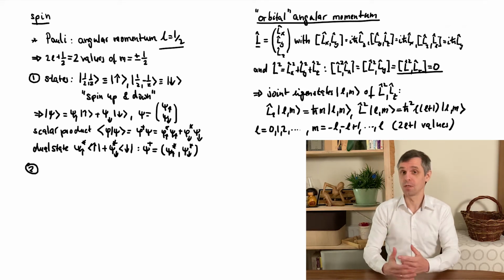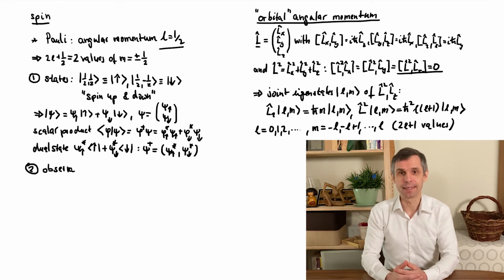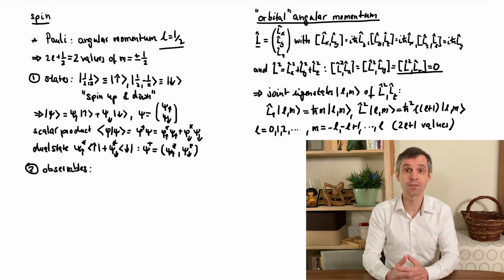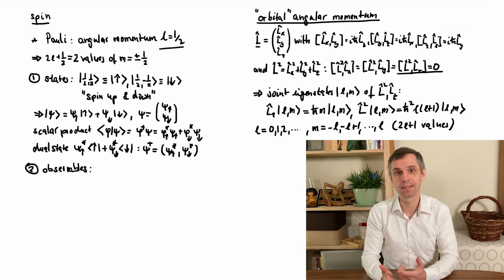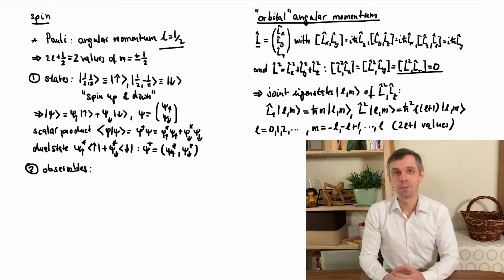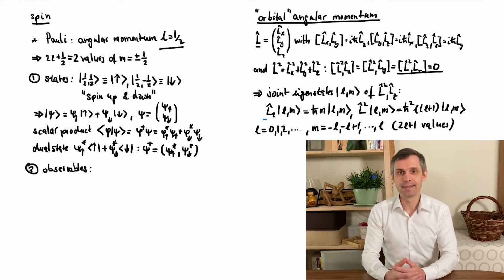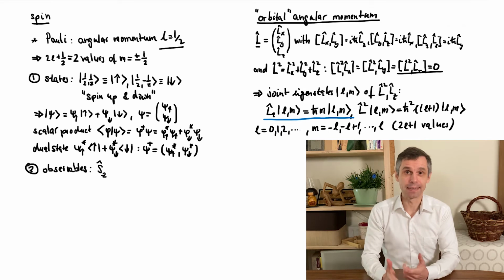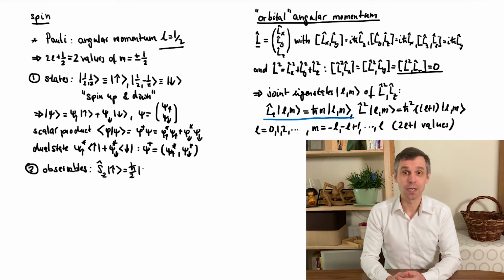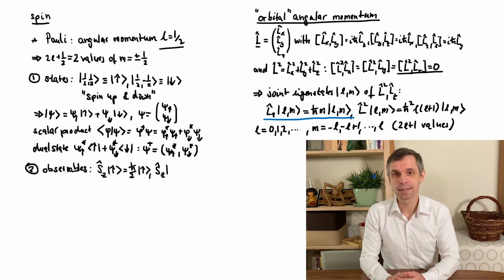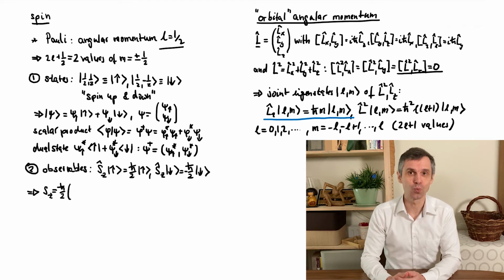Now, as for our observables, we denote them by S, not L, to emphasize that this is an intrinsic feature of our quantum system, independent of its orbital motion. We need three 2×2 matrices, one each for the three different components. As that is easy, spin up and spin down need to be its eigenstates. So this turns out to be a diagonal matrix, and the diagonal elements must be the corresponding eigenvalues, which are plus or minus ħ/2.